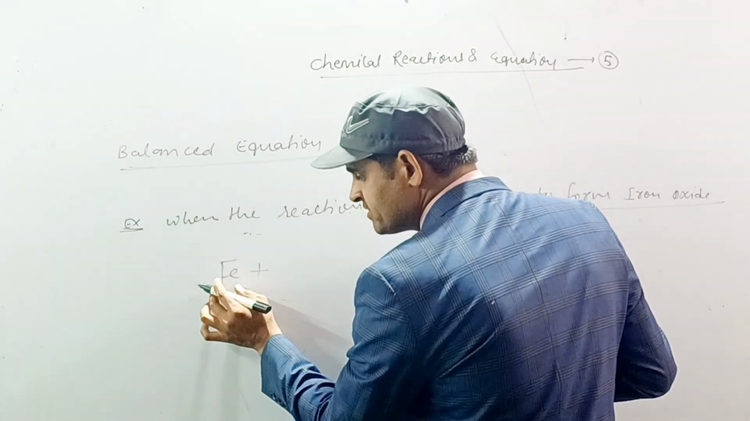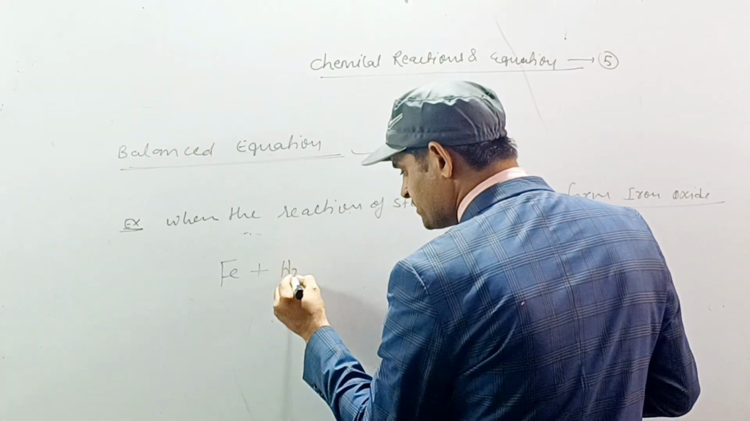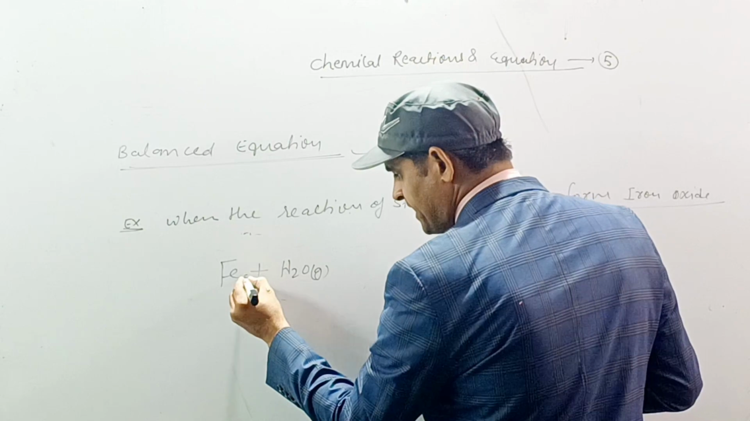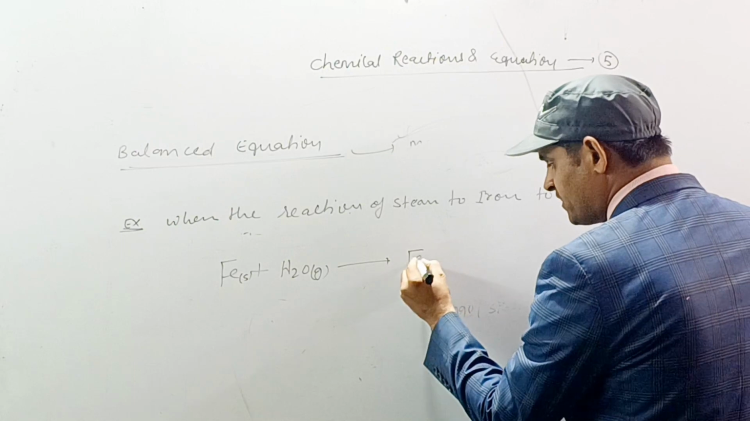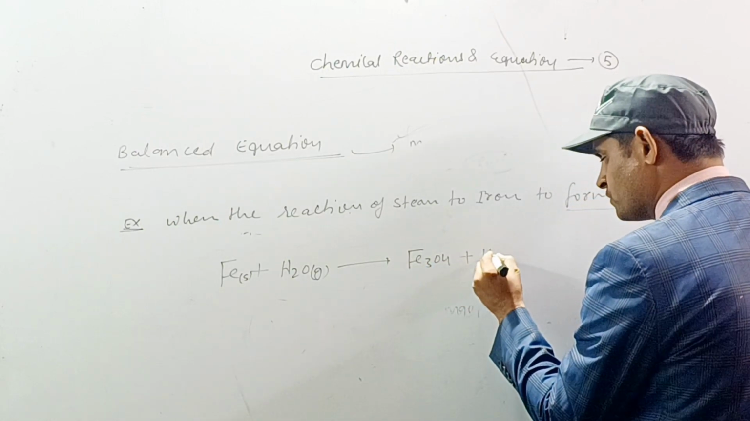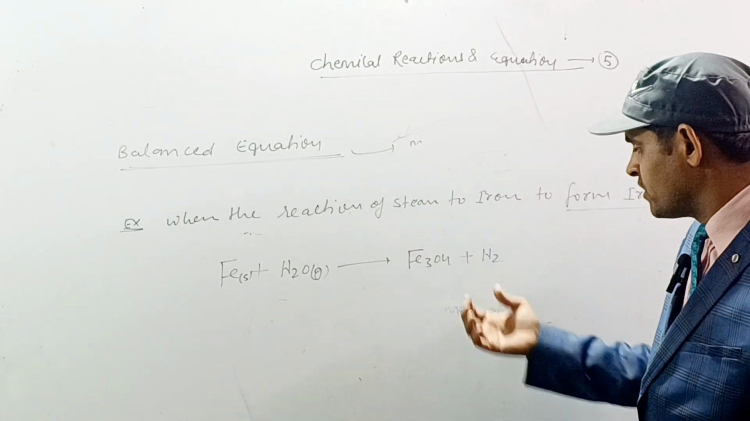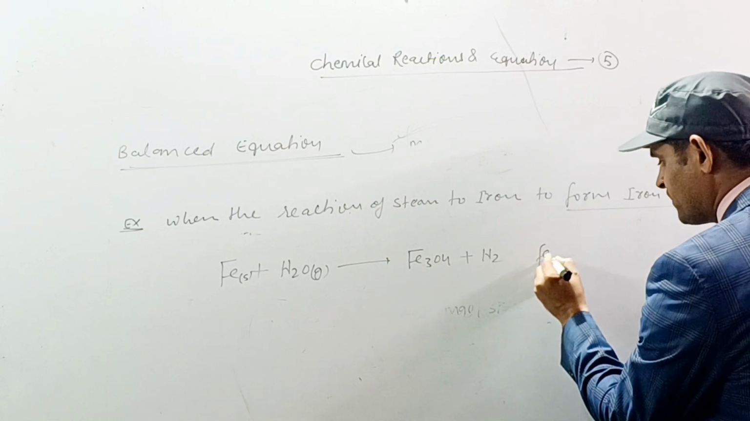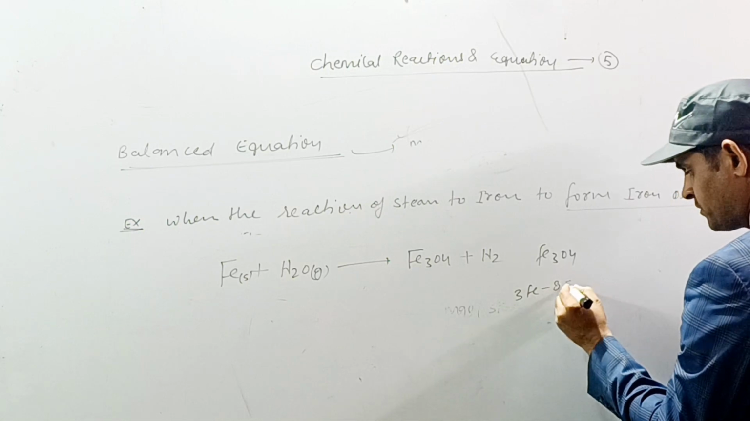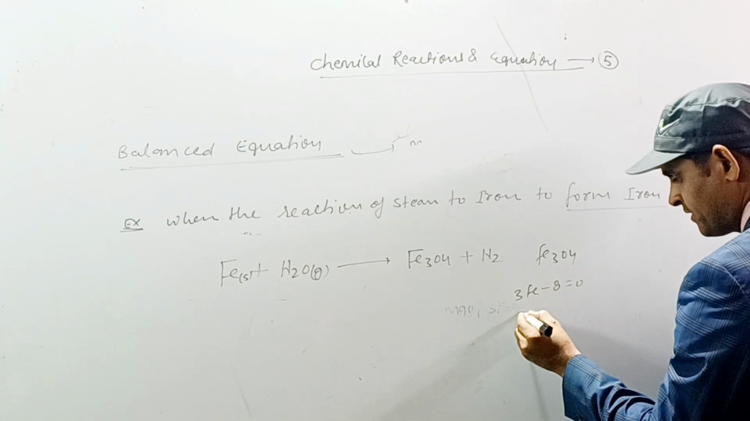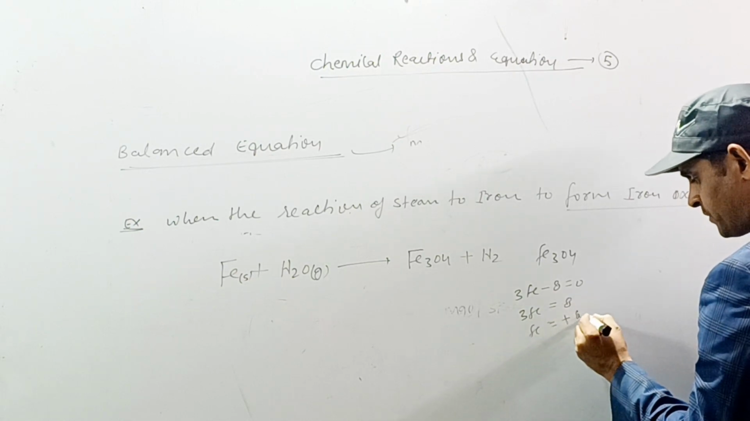Iron, the symbol of iron is Fe, reacts with steam, H2O gas, and these are found in the solid phase. What will this form? Fe3O4 and H2 form iron oxide, and the oxidation number in iron oxide Fe3O4: 3Fe minus 8 equals 0, so 3Fe equals plus 8, and Fe equals plus 8 divided by 3.